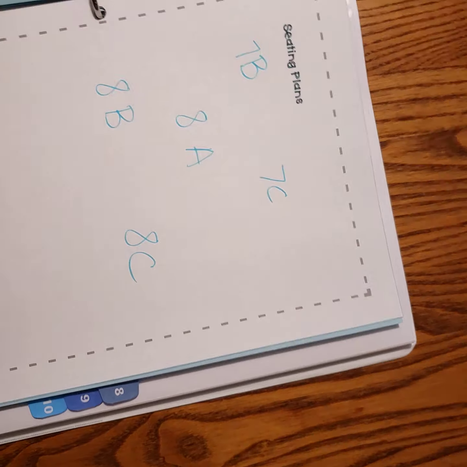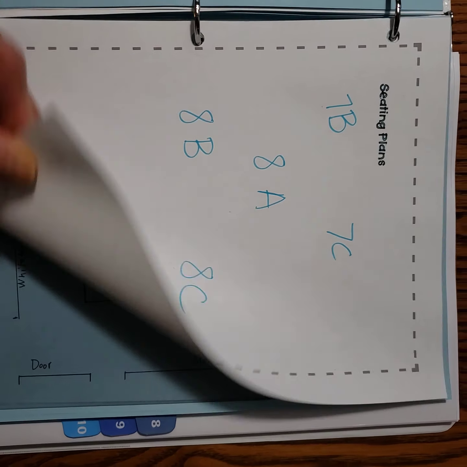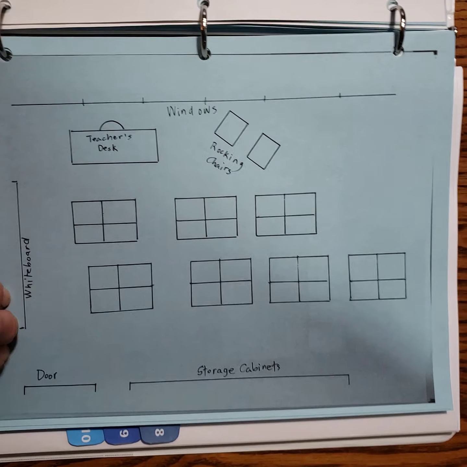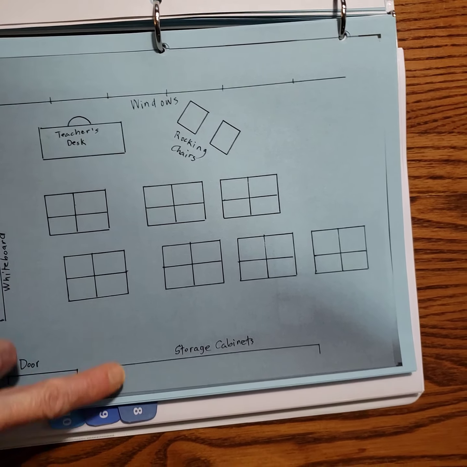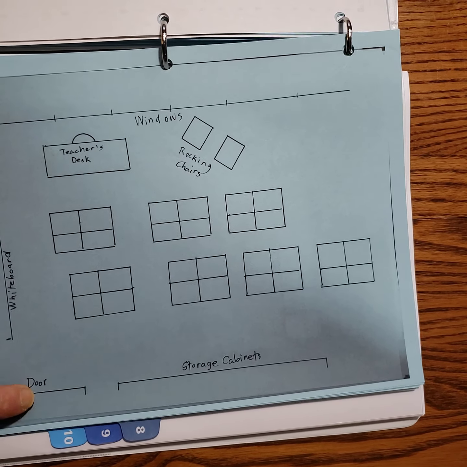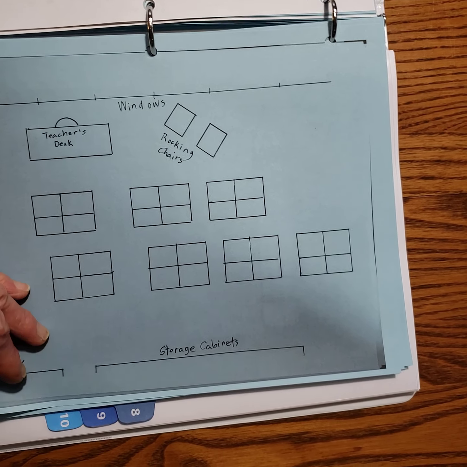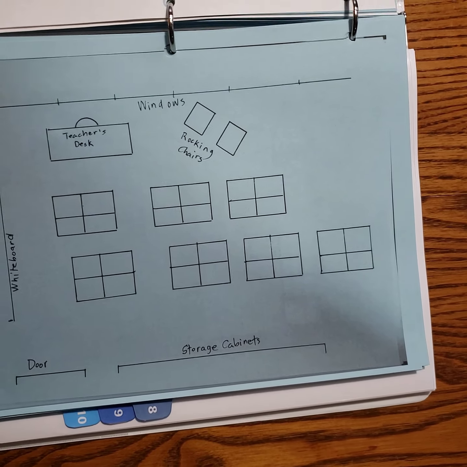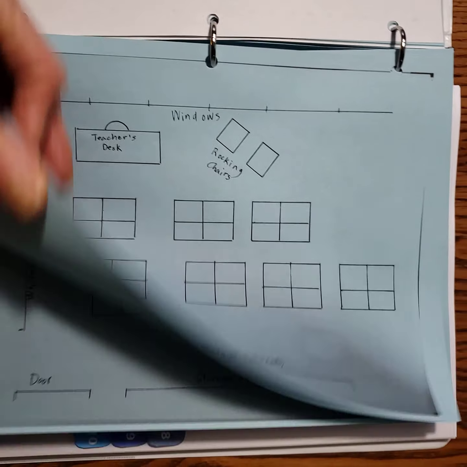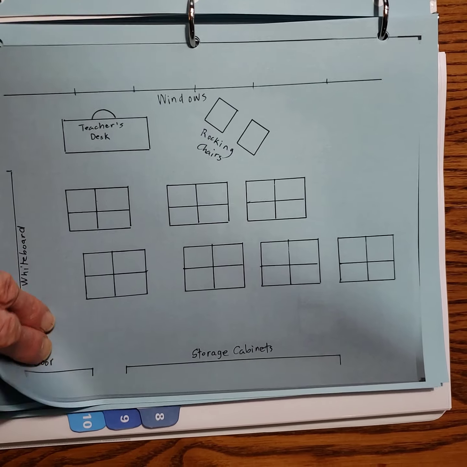As well as that, there's also the seating plans for each class, where the teacher's desk is, where the storage cabinets are, where the door is. Here's the whiteboard. There are 2 rocking chairs over here for students who need to have a body break, and this is a band of windows over here. So we have all of those.